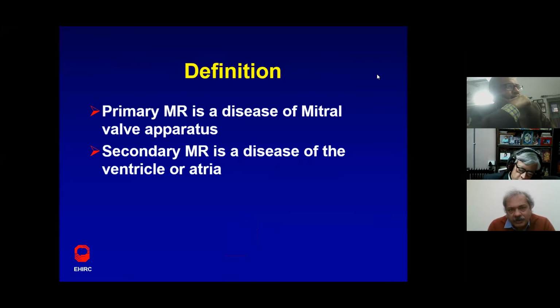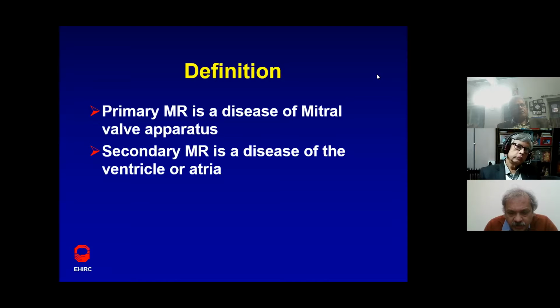When you look at the definition per se, I'm not going into the nitty-gritties, but by and large, primary MR is a disease of the mitral valve apparatus. However, secondary MR is a disease of the ventricle or atria. Now, the gray area is the annulus. We are not going to talk too much about it, but we are just trying to distinguish whether these two are different entities and how much we need to know as a clinician.